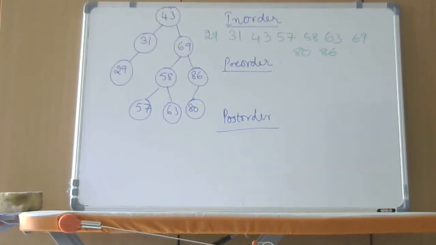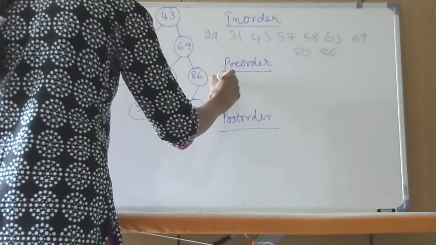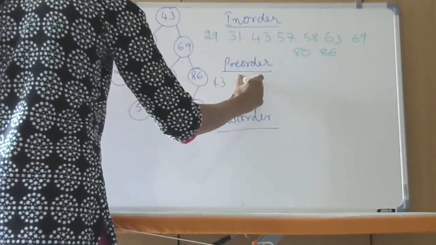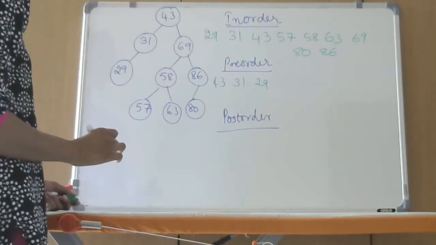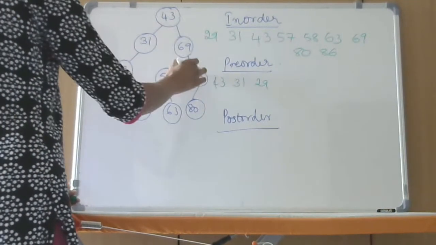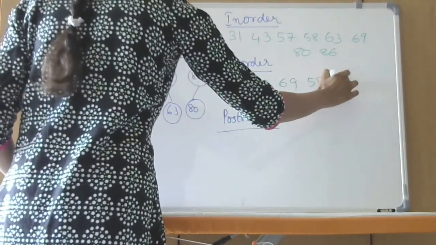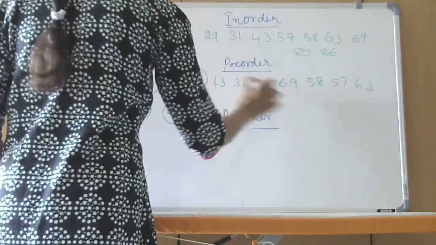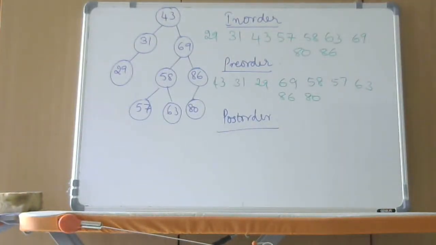This is in-order. Pre-order: root, left, right. So I start with root 43. Left, again root I should write. Again 29. There is no right. So root, pre-order. Root, left is over. Now I will come to right. Again 69 is the root. 58 root, left, right. 57, 63. Again right I will come. Again I should write root and 80. 43, 31, 29, 69, 58, 57, 63, 86, 80.